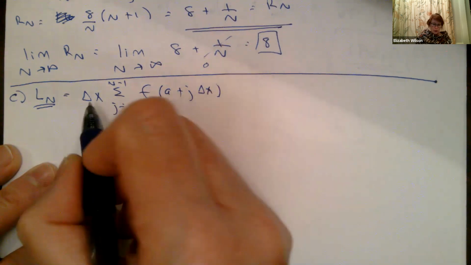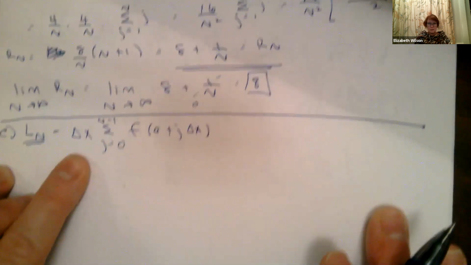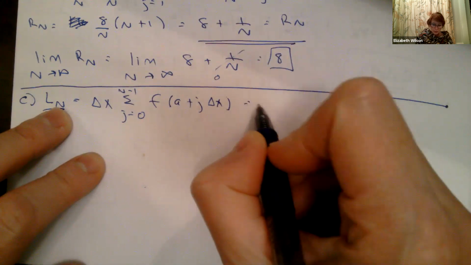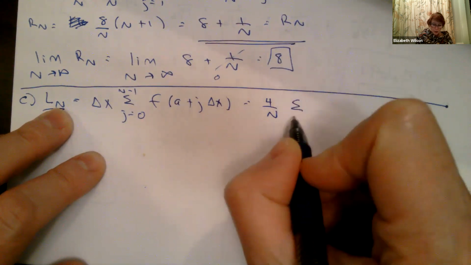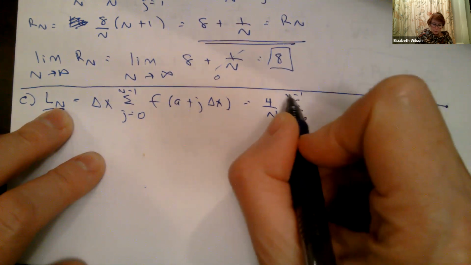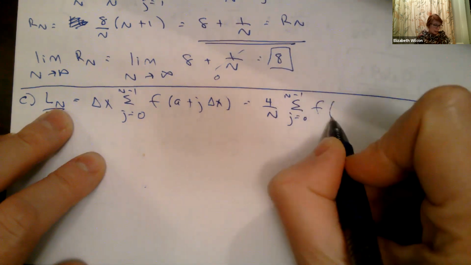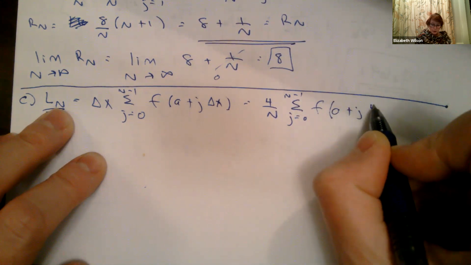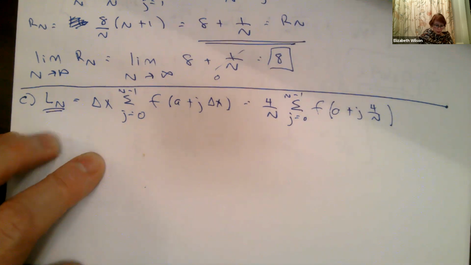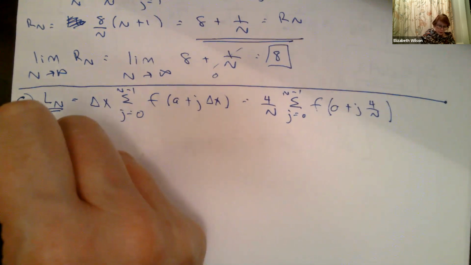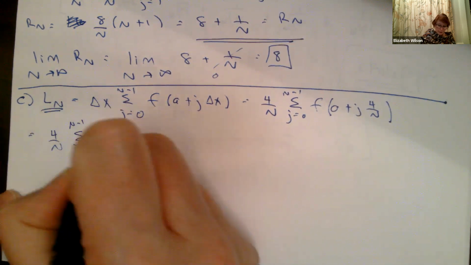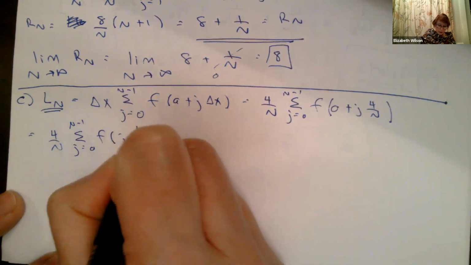Okay, so now remember, we calculated our delta x last time as 4 over n. So I'm going to plug that into here. So this is going to be 4 over n times the sum from j equals 0 to n minus 1 of f of, we're starting at a equals 0, so 0 plus j times 4 over n, right? So this is going to equal 4 over n times the sum from j equals 0 to n minus 1 of f of j times 4 over n.